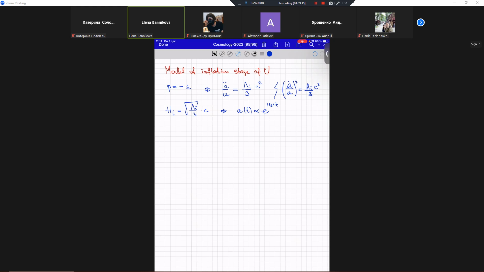So why is such a solution also called inflation? Because inflation is a process for which the speed of change of some value is proportional to this value. So inflation is exactly that: a dot equals lambda_i over 3 times a. You can see that the speed of change of the velocity is proportional to this factor.